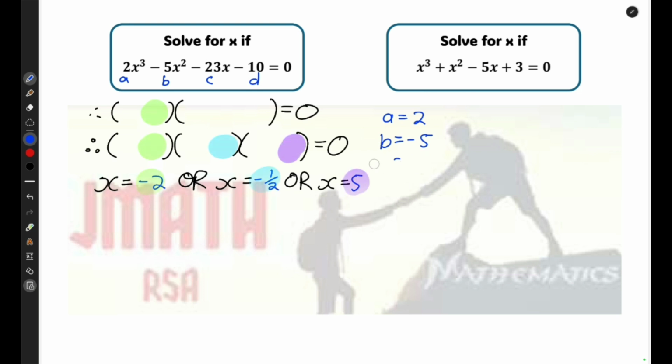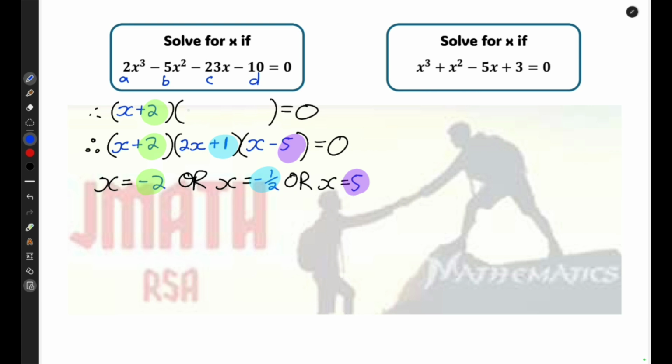Okay, I now need to make it look like I did this in my head. So this would be x plus 2. This would be 2x plus 1. So I can never write a fraction in that bracket. If I have a fraction, I just put the denominator in front of x. This would be x minus 5. The first bracket stays the same.